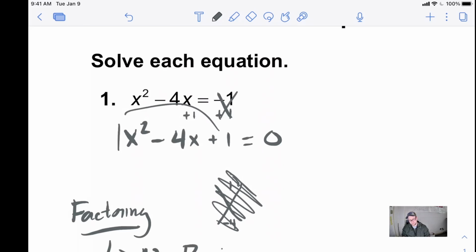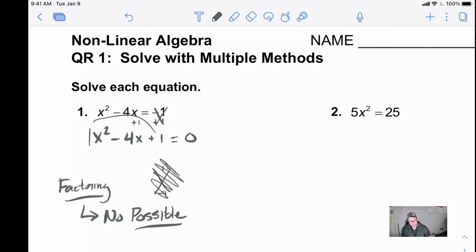Hopefully you get to a spot where you look at these things and you can say pretty quickly that it's not going to be factorable. Now, if it is not factorable, then your other method is the quadratic formula.